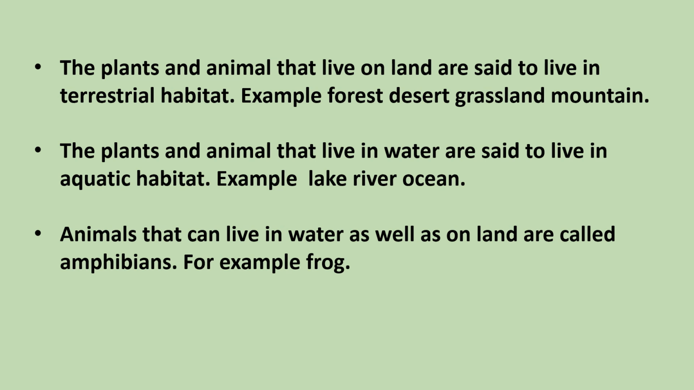Animals that can live in water as well as on land are called amphibians. For example, frog. So frogs live in water and on land also, so they are called amphibians. Examples of animals that live in terrestrial habitat are lion and tiger, and examples of animals that live in aquatic habitat are whale, dolphin, fish, etc.